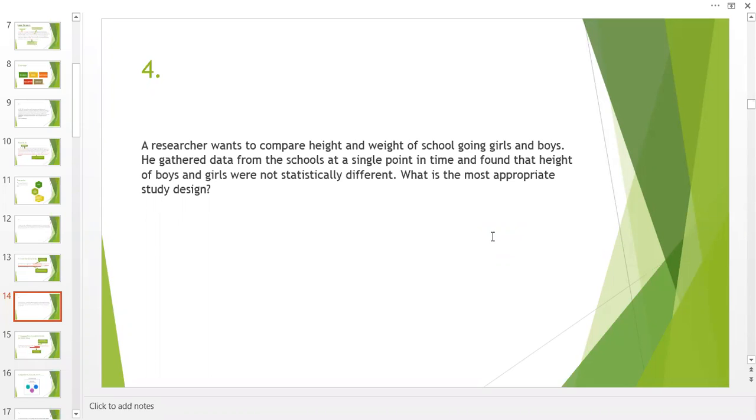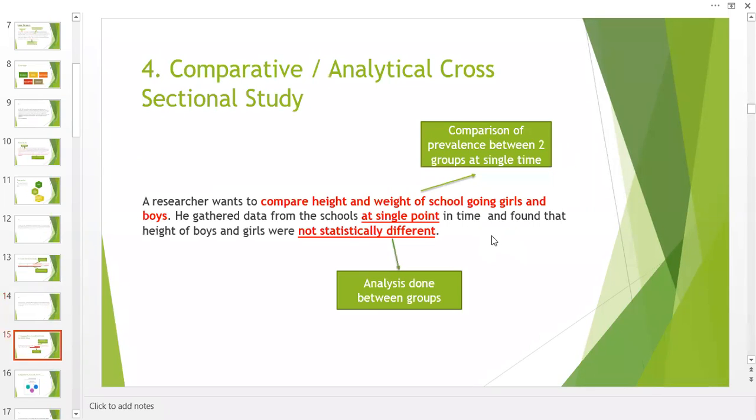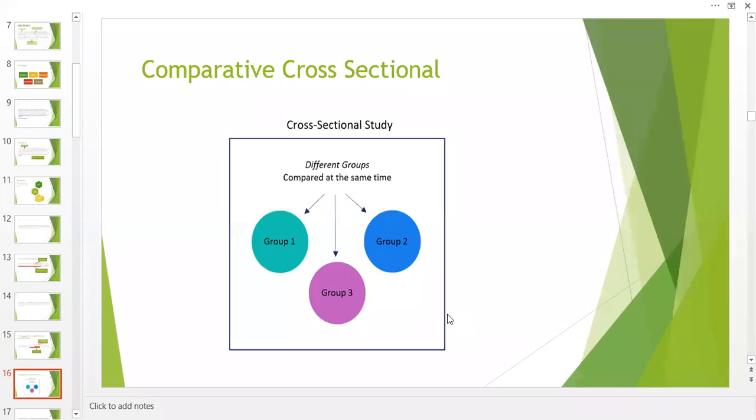The researcher is comparing height and weight of girls and boys, school-going girls and boys. Comparative, Meha? Cross-sectional. Yes, it's a comparative or analytical cross-sectional, because a researcher is comparing prevalence of two groups at a single time, and analysis between the two groups is done. In comparative cross-sectional, different groups are compared at the same time.